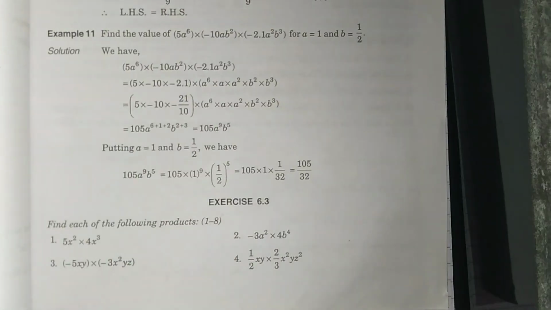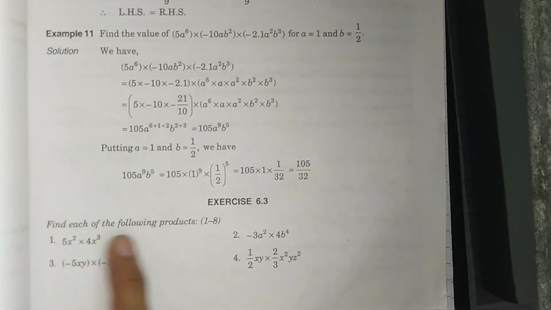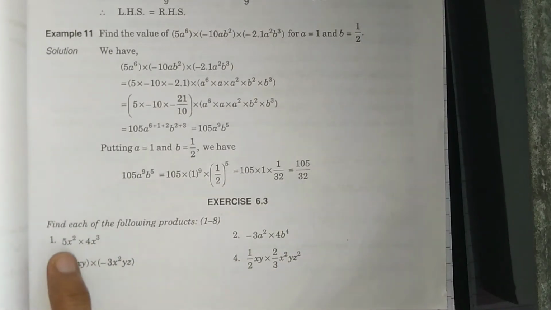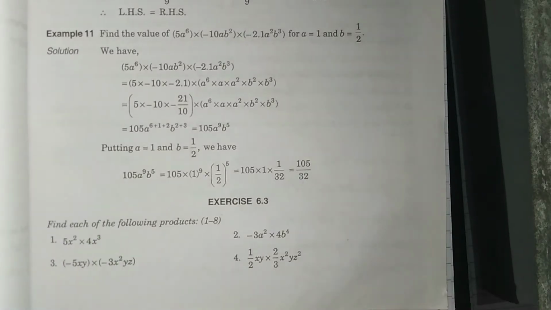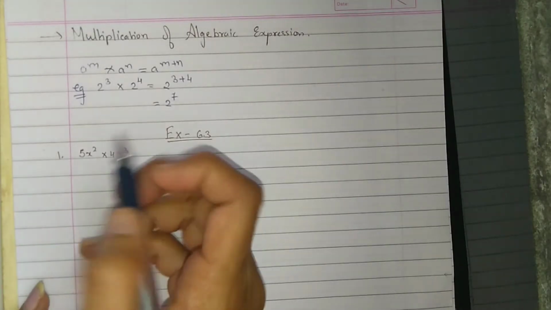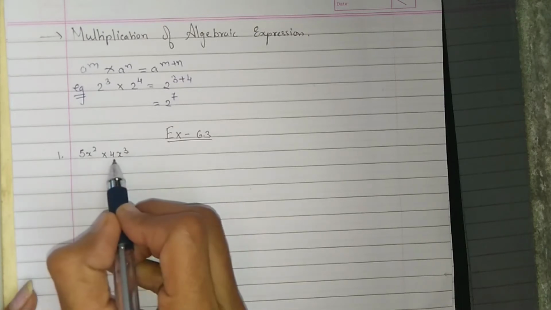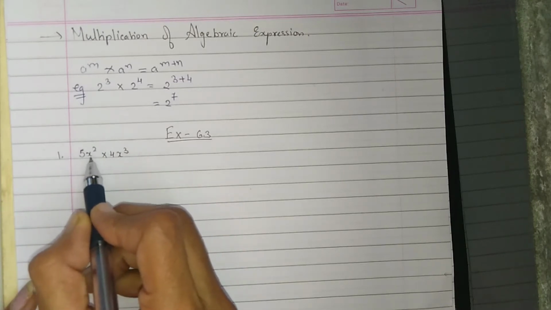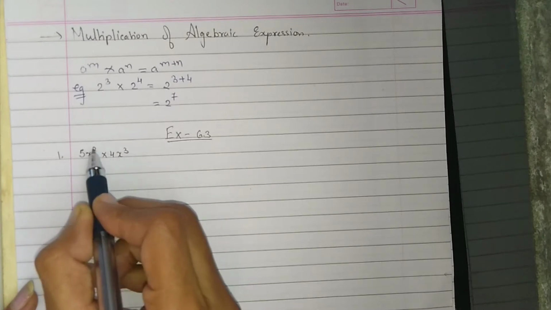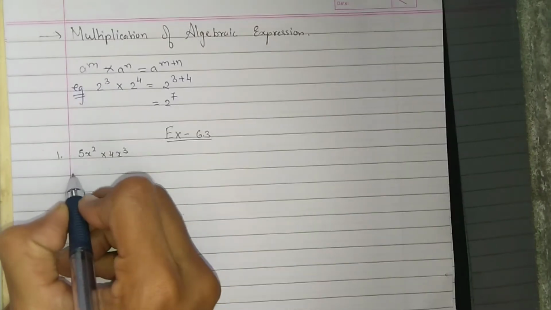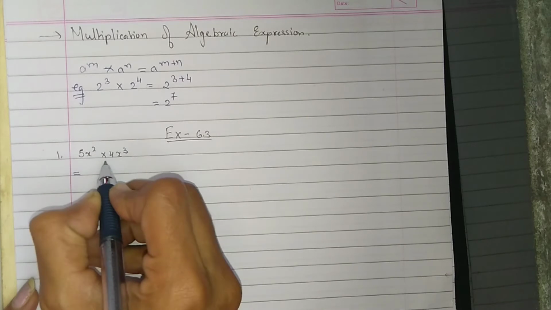Now let us start with exercise 6.3. Find each of the following products. First one, 5x square into 4x cube. Now the first question is 5x square into 4x cube. These are both monomials. Okay, here the variables are the same and we have to multiply them. So we can multiply directly.